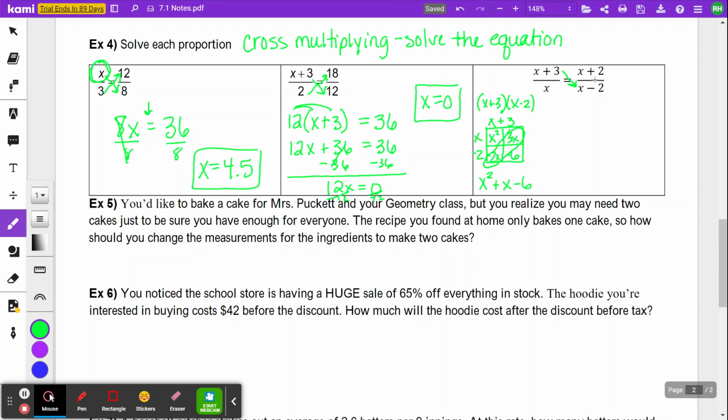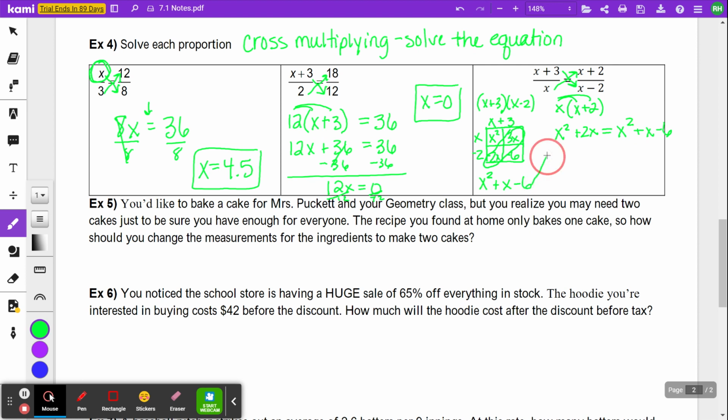Okay? Then, going the other way, I've got x times x plus 2. So I'm just distributing. Multiply here and here gives me x squared plus 2x. Now, those are your two answers, so we're going to set them equal to each other and combine like terms to solve.